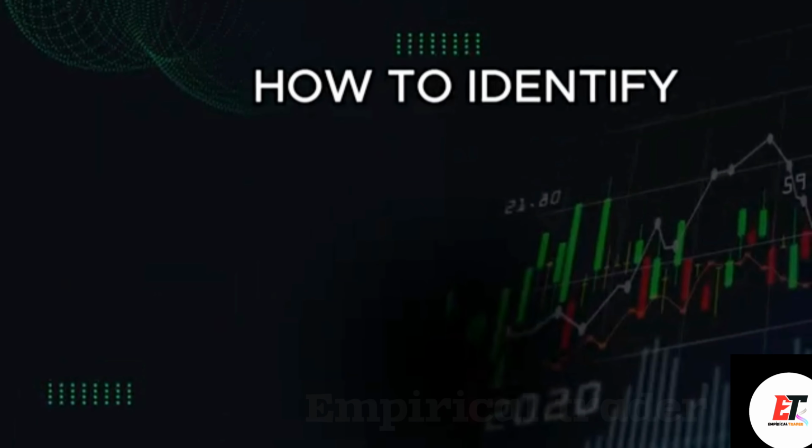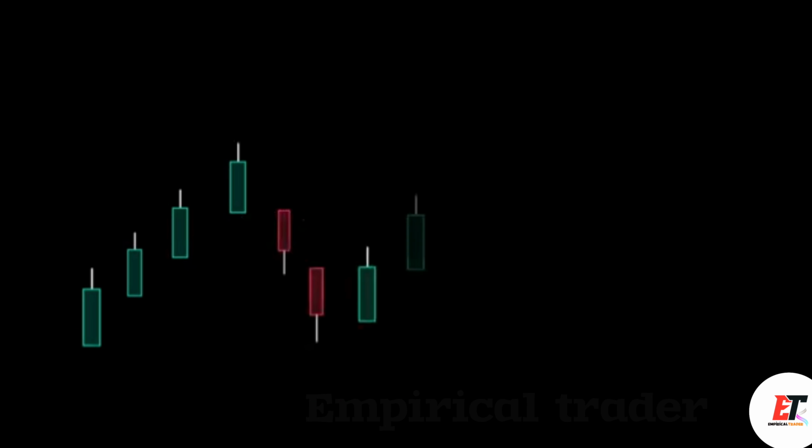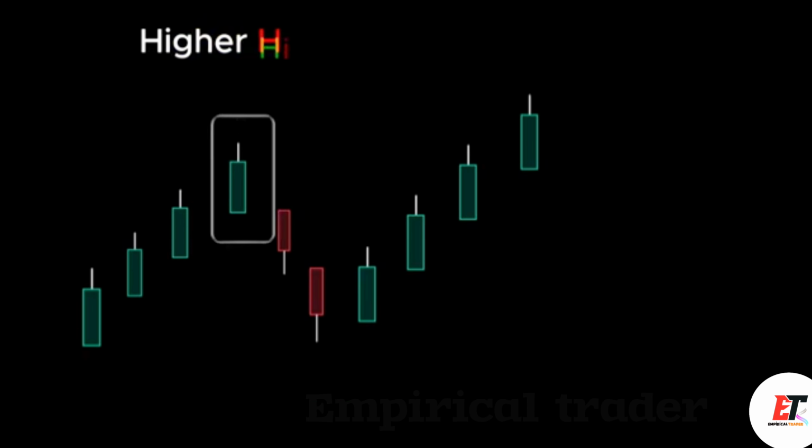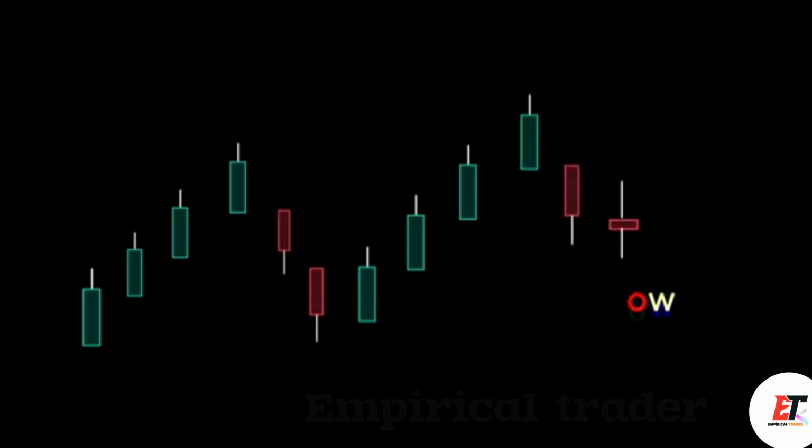So how do we identify an uptrend? First, we have a run followed by a pullback afterwards. If this pattern repeats, this means we have an uptrend, which is defined by higher highs and higher lows. In this situation, we want to buy the pullbacks and sell the highs.